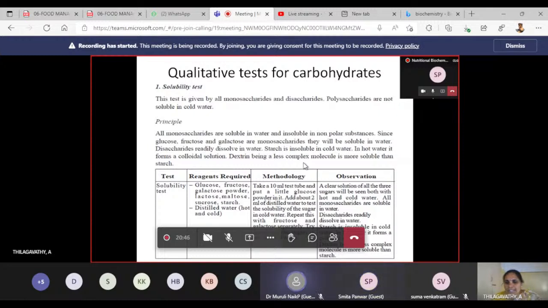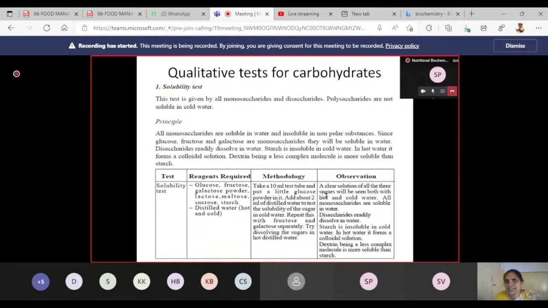So this, to an extent, will tell you what you can make out from this test, whether it's a polysaccharide or not, but you cannot distinguish between monosaccharide and disaccharide. If it is completely dissolving, it can be a monosaccharide or a disaccharide. If it's not soluble and forms a turbid solution, you can say it is a polysaccharide. Only that you can determine.